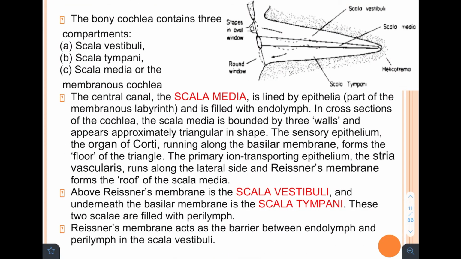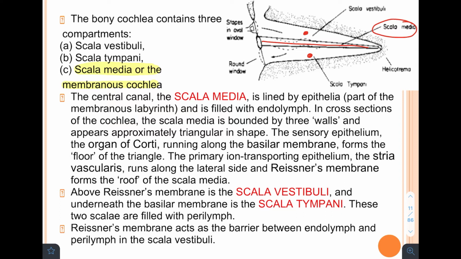So the bony cochlea contains 3 compartments inside it: scala vestibuli, scala tympani, and the scala media. The scala media is the one which is known as the membranous cochlea. In this picture, you can see this first region is the scala vestibuli, this is the scala tympani, and the middle portion is the scala media or the membranous cochlea. The scala media, which is the central canal, is lined by epithelia and filled with endolymph. This is something I already told you.